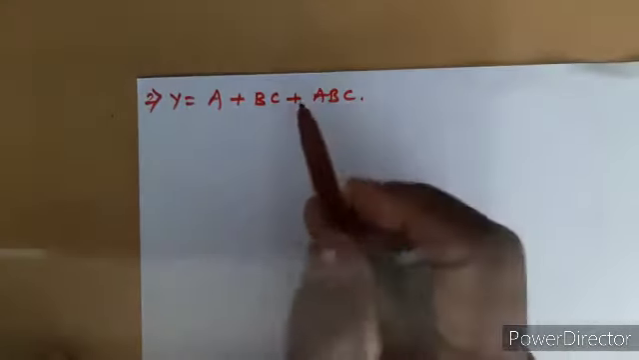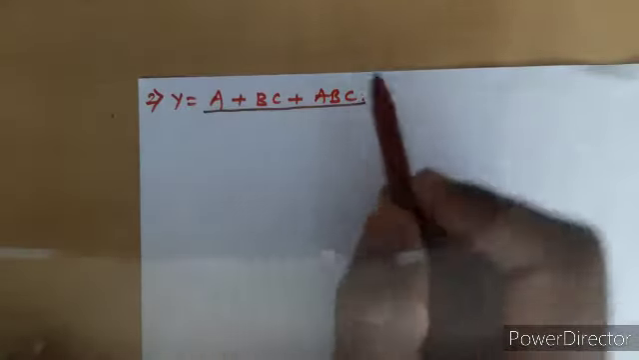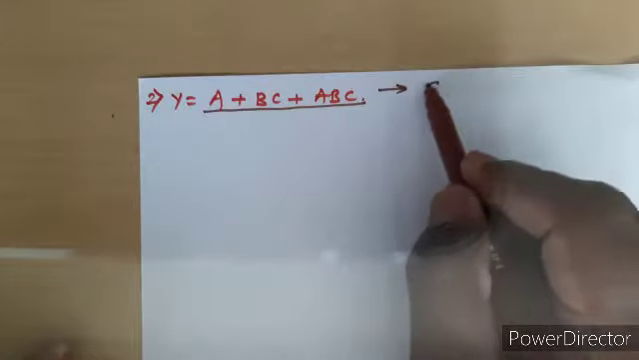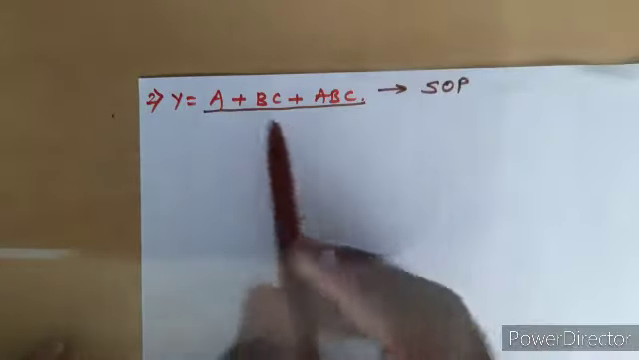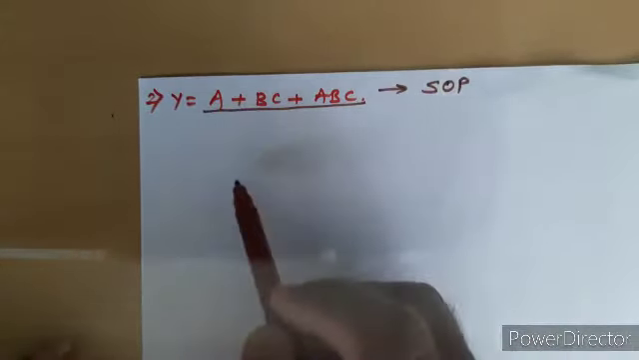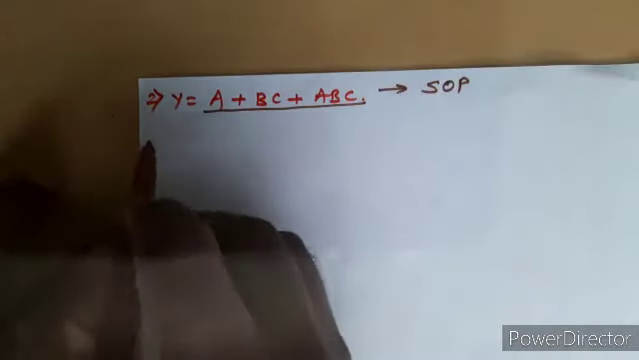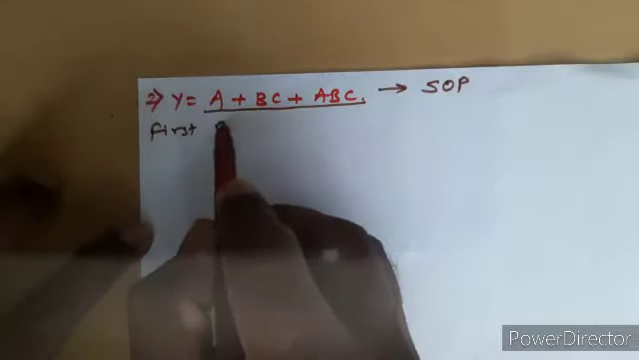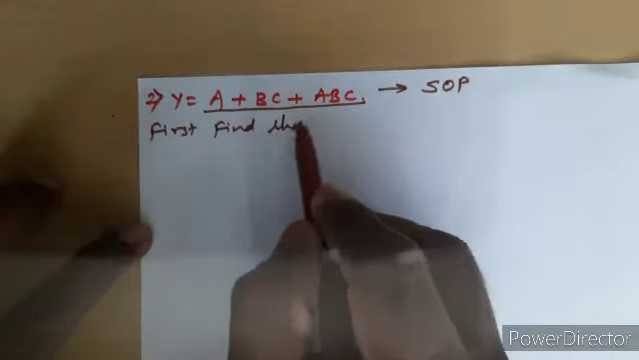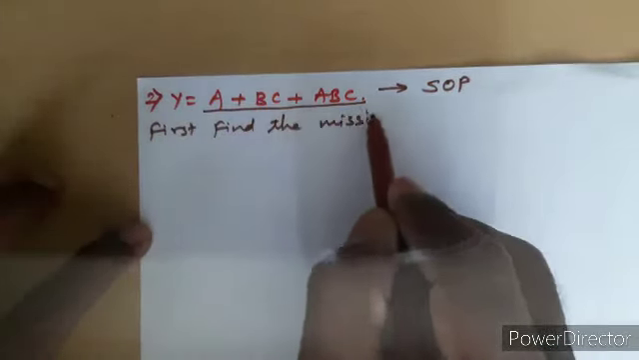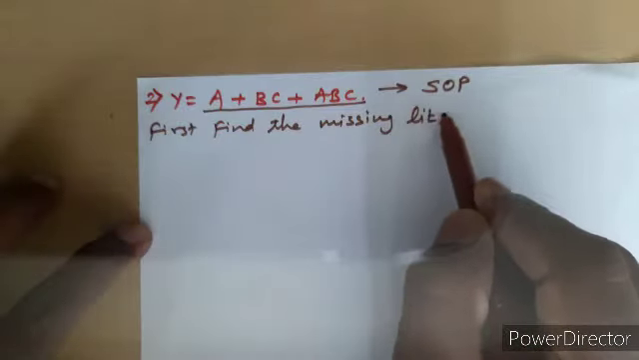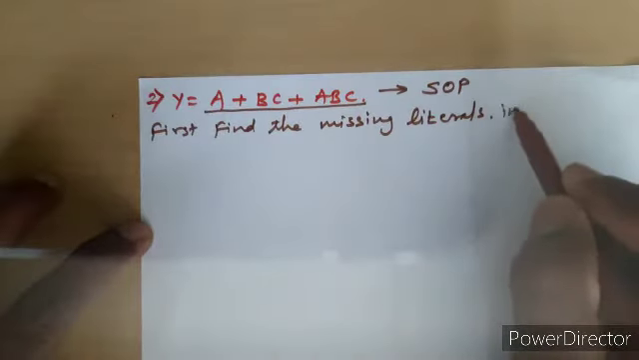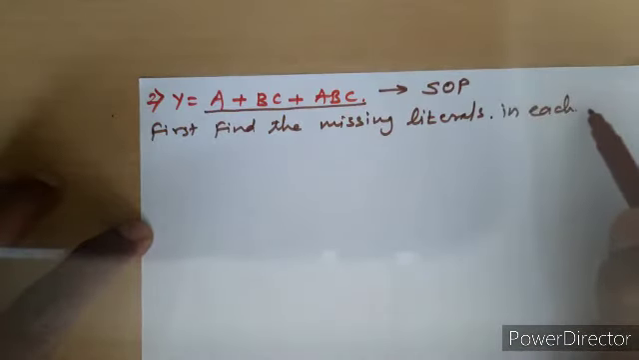Now, looking at this equation, first you have to identify whether it is SOP or POS. So this equation is SOP. We have taken sum of the products. Now first find the missing literals in each term.